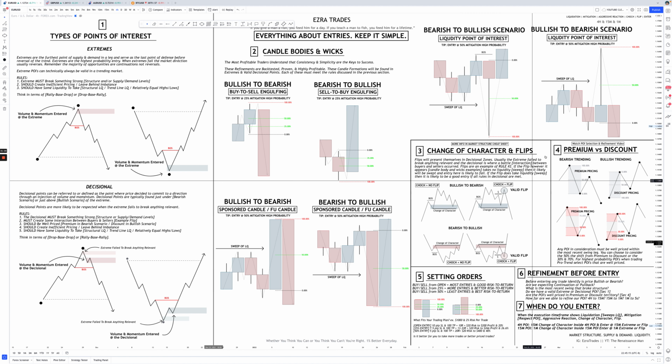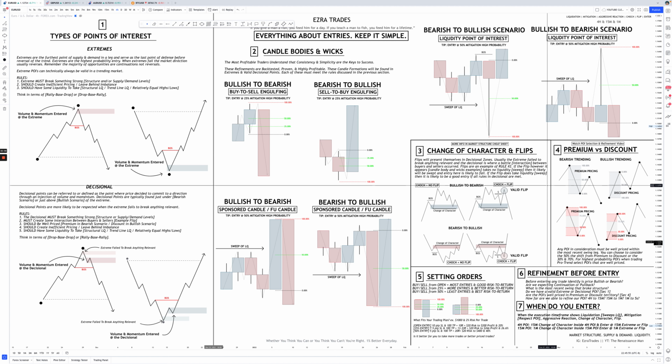But why are these relevant? These are covered in the market structure video and cheat sheet, so review that video if you haven't. Flips are going to present themselves in decisional zones. Usually the extreme failed to break anything relevant, and therefore the decisional is where a battle, which can be referred to as an interaction, between buyers and sellers occurred. Flips are an example of rule number 2, right? Like this area, for example, rule number 2, which would be must create some sort of interaction between buyers and sellers. Example flip. So that's rule number 2, right?